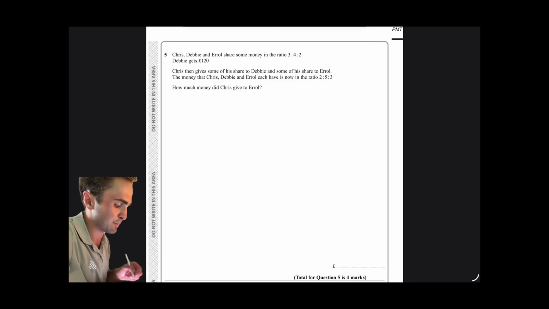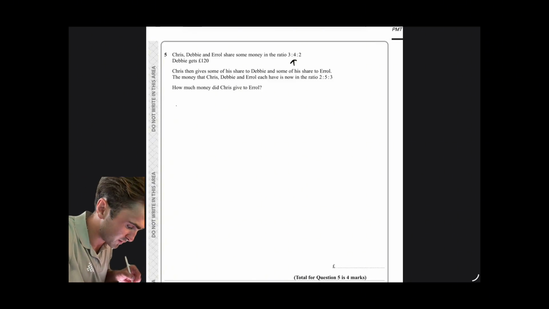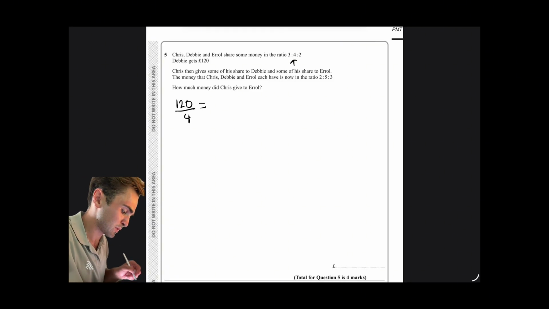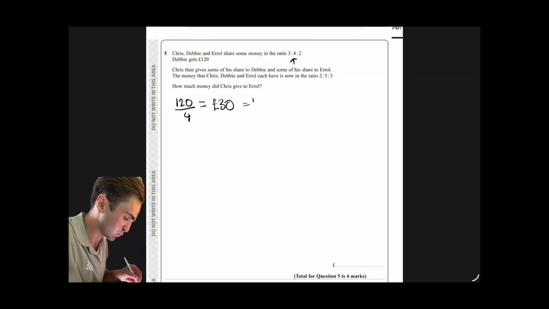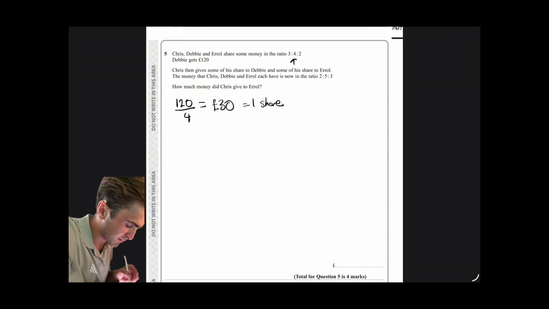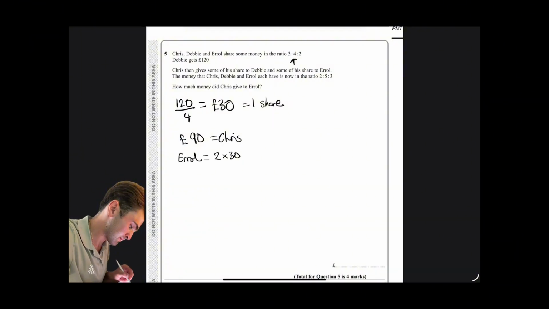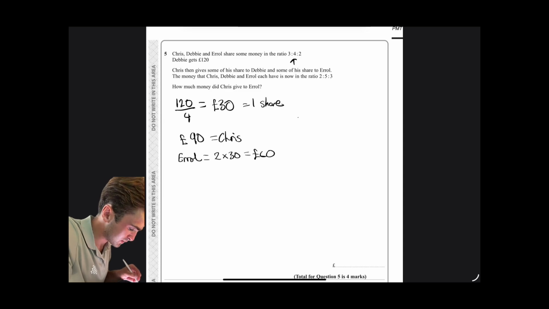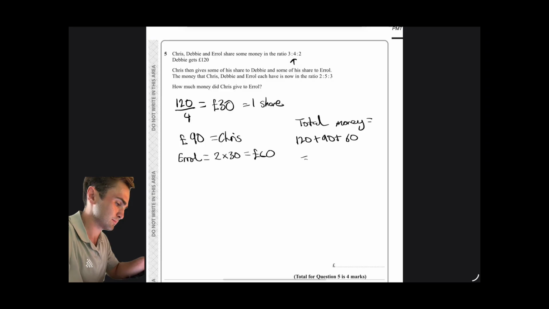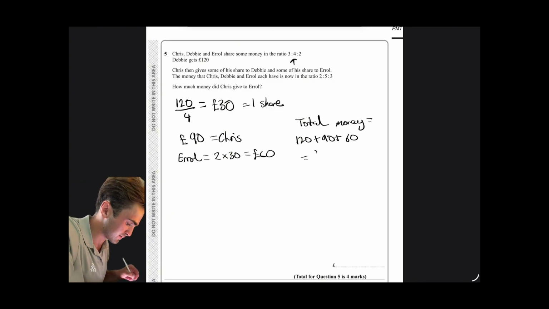So Debbie gets £120 and she has 4 parts of the share. So one part of the share is 120 over 4, which is £30, which equals 1 share. So Chris now has 3 shares. So Chris has 3 times 30, so he has £90. And Errol has 2 times 30, so 60. So the total money equals the 120 from Debbie plus the 90 from Chris plus the 60 from Errol, which is £270.